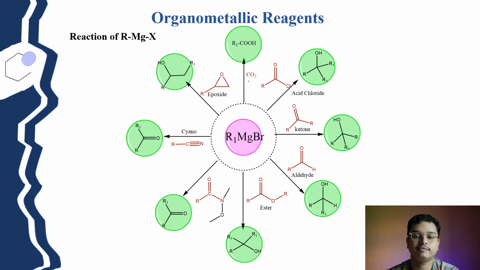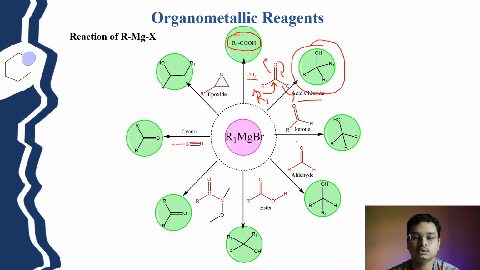If it reacts with CO2, then it will form an acid. If it reacts with acid chloride, 2 equivalents of Grignard are consumed with 1 equivalent of acid chloride. First R1 attacks here to kick out this particular chlorine. Then it will again form a carbonyl compound. So another equivalent of R1 attacks here to form this type of tertiary alcohol. So this is the final product.